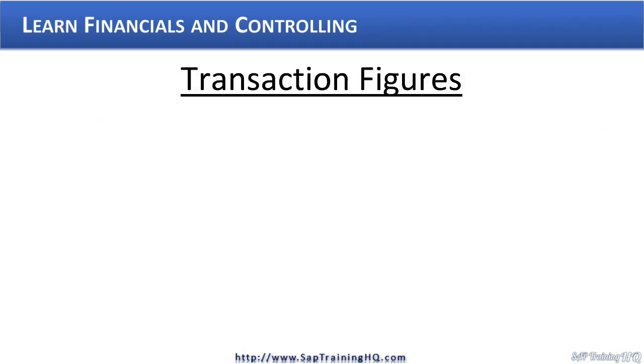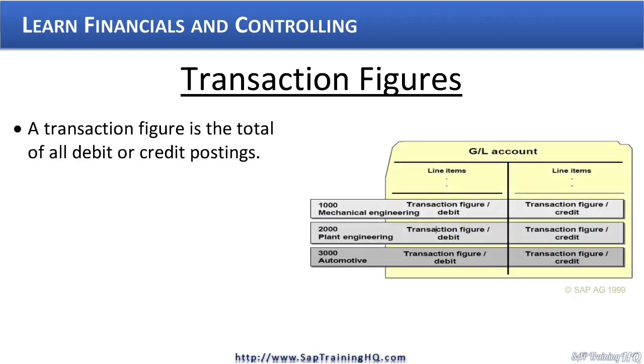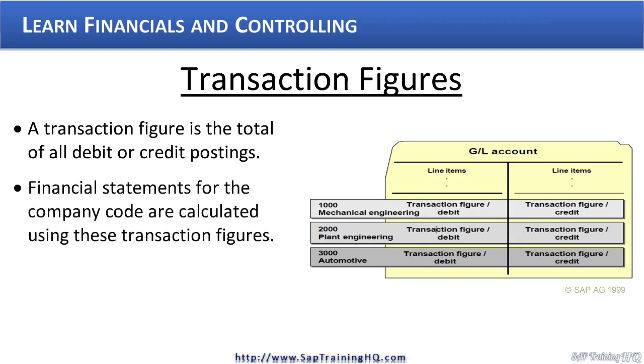Another important feature of general ledger accounts is the transaction figure. A transaction figure is the total of all debit and credit postings. In general, the R3 system keeps one transaction figure for debits and one transaction figure for credits per account. And the financial statements for the company code are calculated using these transaction figures.